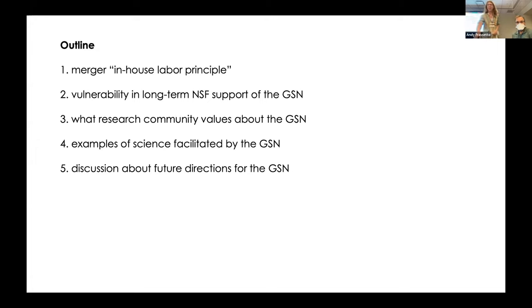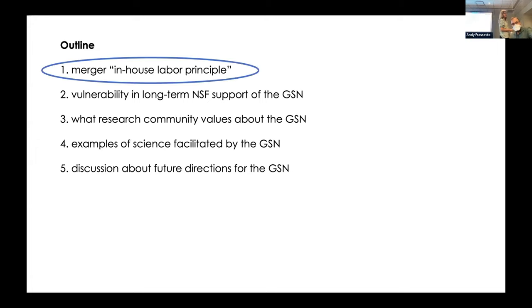So the first one here regards the merger of IRIS and UNAVCO. Specifically, one of the initial foundational principles developed by the merger standing committee is the in-house labor principle, which was shared with the community last April. It states a preference that core EarthScope activities should be performed by EarthScope employees, and that subawards will be restricted to specialized cases.